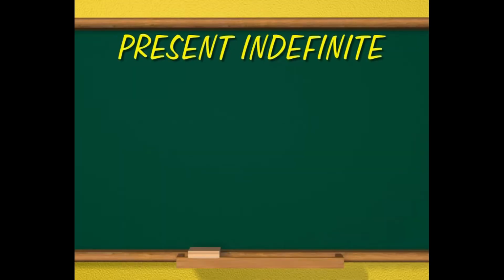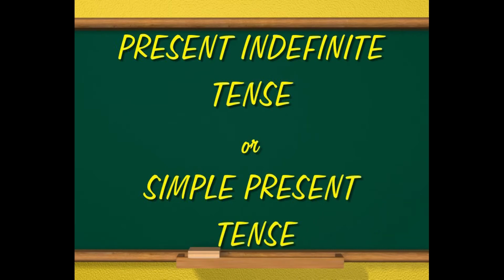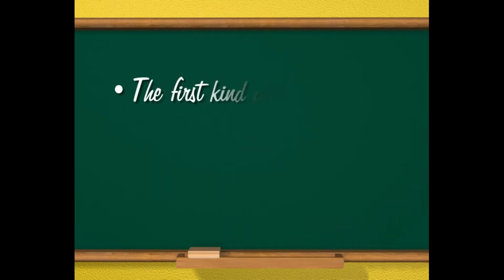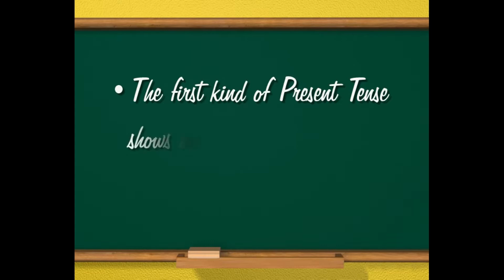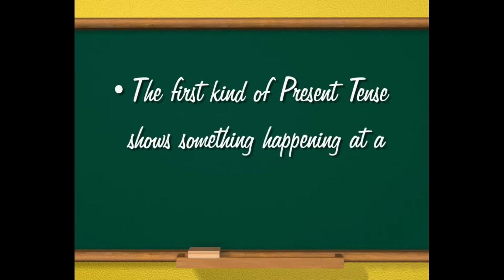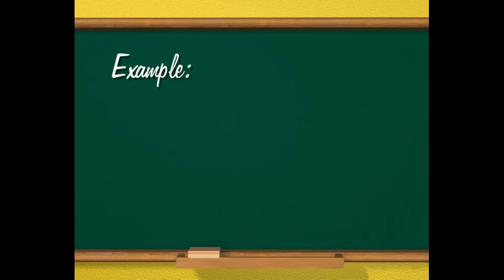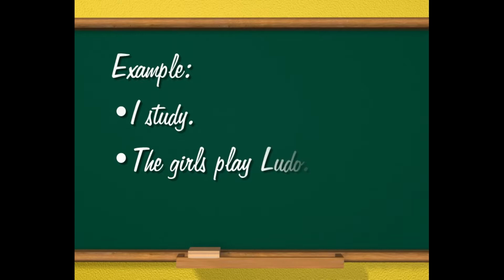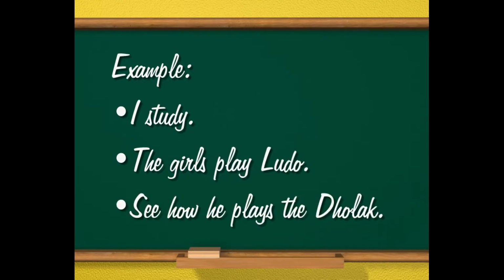Present indefinite tense or simple present tense. The first kind of present tense shows something happening at a particular moment. Example: I study. The girls play Ludo. See how he plays the dholak.